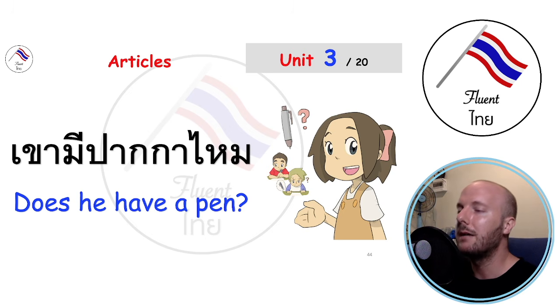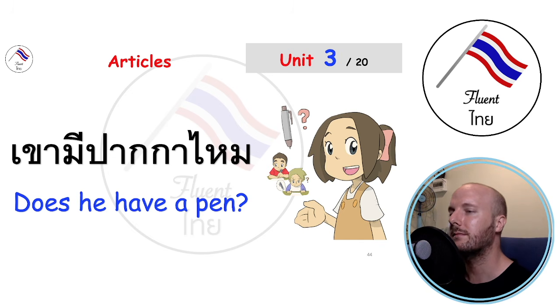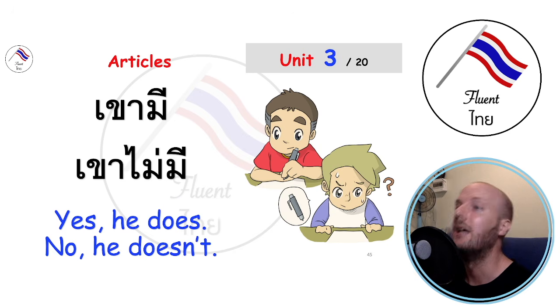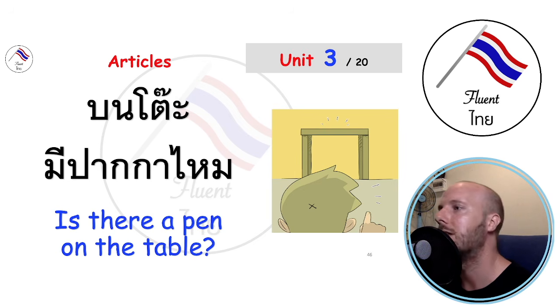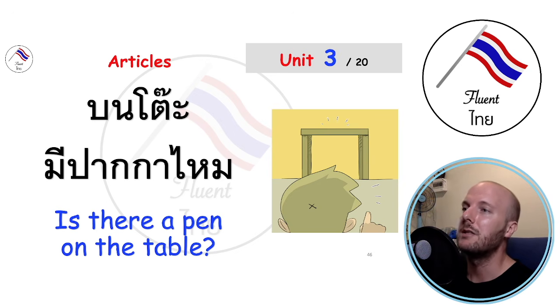Does he have a pen? เขามีปากกาไหมครับ. I keep forgetting, it's a woman. Hold on, let me do the woman version. เขามีปากกาไหมคะ. And can you guess the answer? เขามีค่ะ. I don't know who she's asking here. Maybe the boy's answering. So it could be เขามีครับ or เขาไม่มีครับ. And again, you don't have to have the subject. You could just say มีครับ, ไม่มีครับ. I just included the subject for comparison.